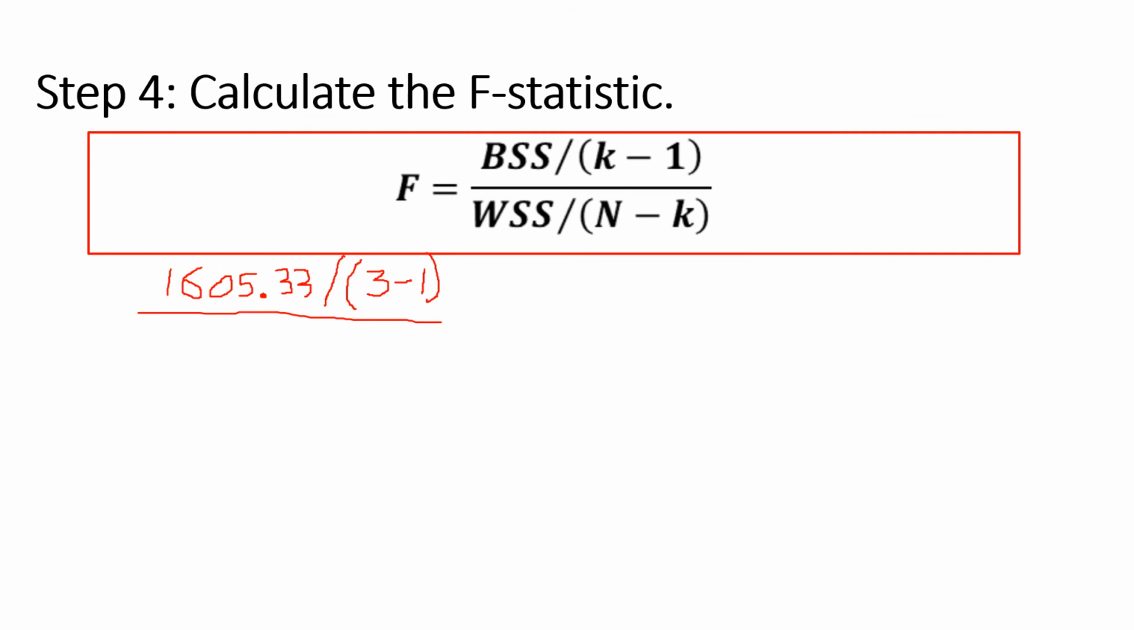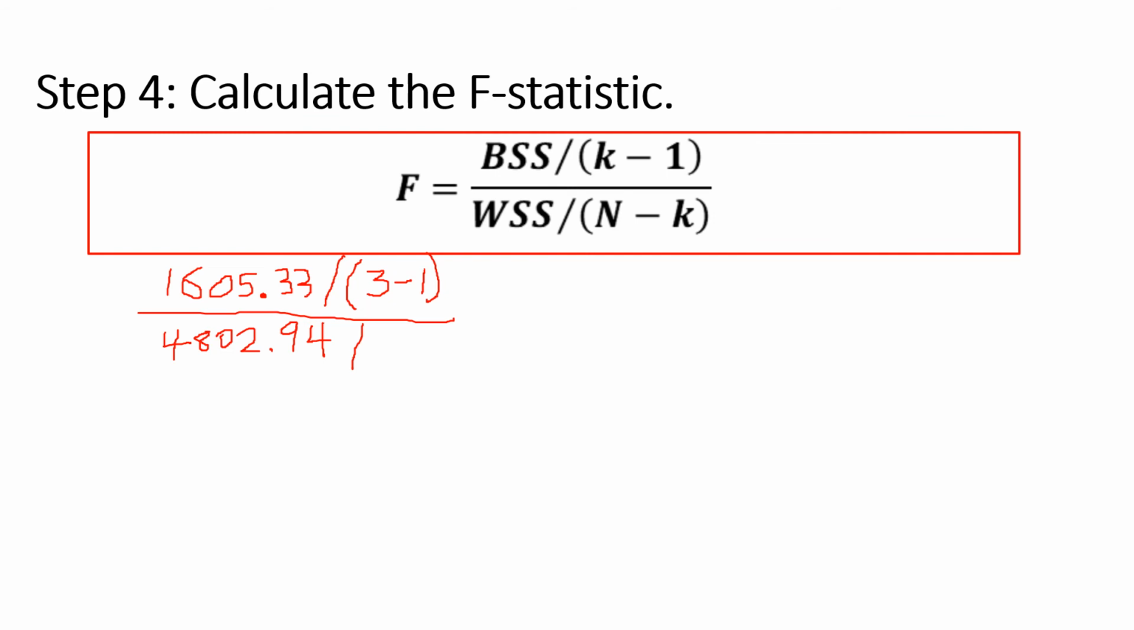All of this is then divided by our WSS, which is also divided by the total number of observations minus the total number of groups. So our WSS was around, if memory serves correctly, about 4,802.94-ish, if I remember correctly. And then all of that is divided by n minus k.